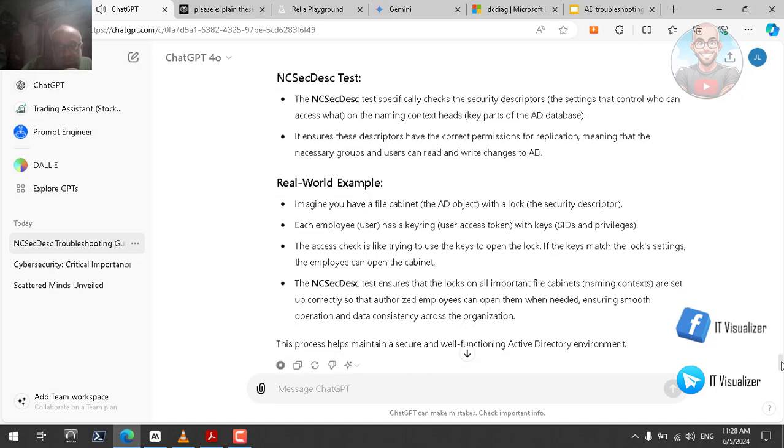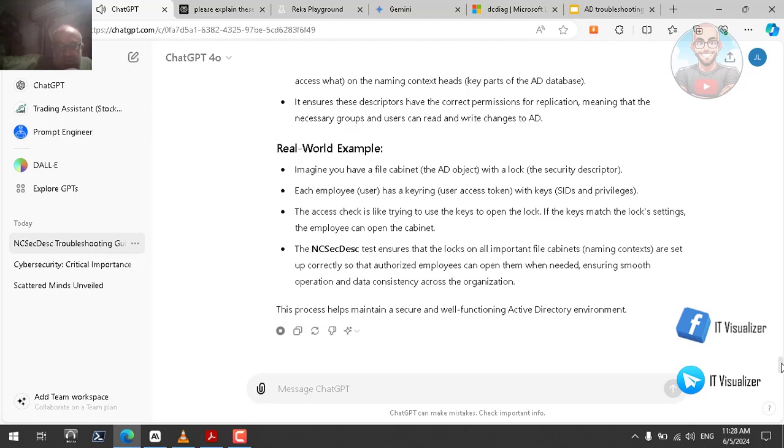Imagine you have a file cabinet, the AD object, with a lock, the security descriptor. Each employee, the user, has a key ring, the user access token, with keys, SIDs, and privileges. The access check is like trying to use the keys to open the lock. If the keys match the lock settings, the employee can open the cabinet. The NC-SEC desk test ensures that the locks on all important file cabinets, the naming contexts, are set up correctly so that authorized employees can open them when needed, ensuring smooth operation and data consistency across the organization. This process helps maintain a secure and well-functioning Active Directory environment.